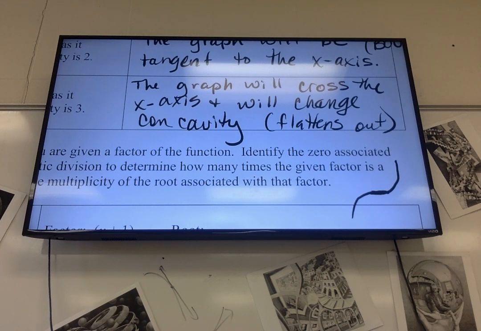Okay, so for each of the following functions, you are given a factor. We're going to identify the 0 on the picture, and then use synthetic division to determine how many times the given factor is a factor of the function, and then that'll tell us the multiplicity, and then describe what the behavior is doing.